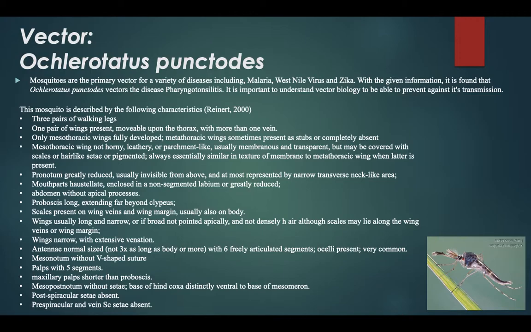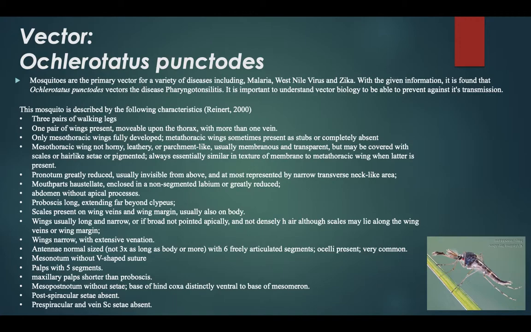Pharyngotonsillitis is vectored by the mosquito Ochlorotatus punctodes. Mosquitoes are a very common vector of disease due to their feeding mechanism. This species is identified as having some of the following characteristics: 3 pairs of legs, 1 pair of wings, pronotum greatly reduced. Their proboscis, which is their mouthparts, is long.